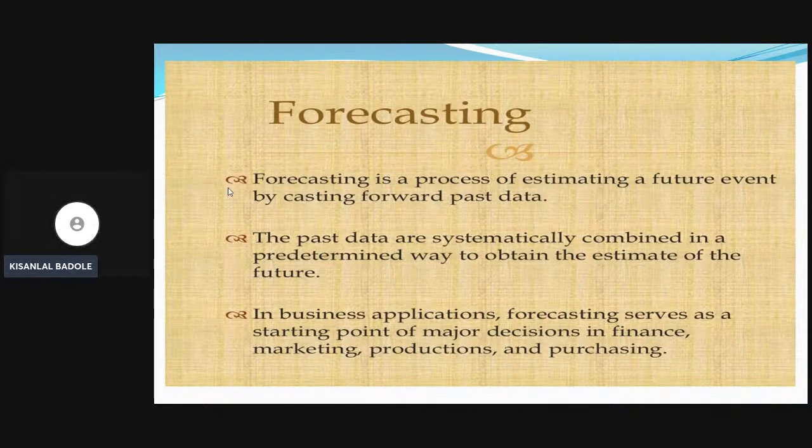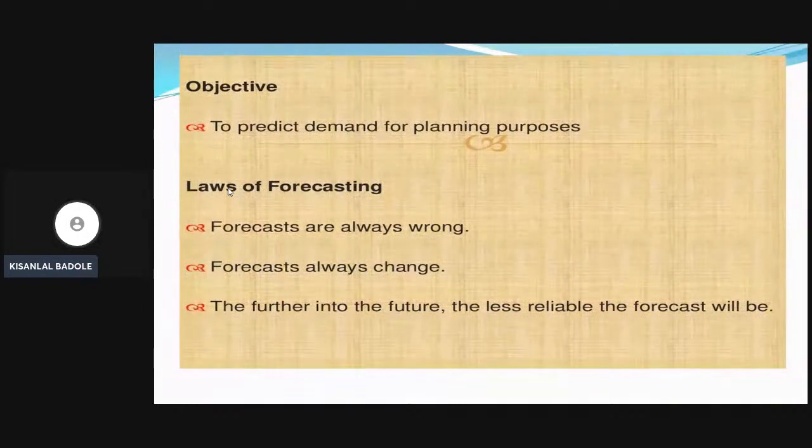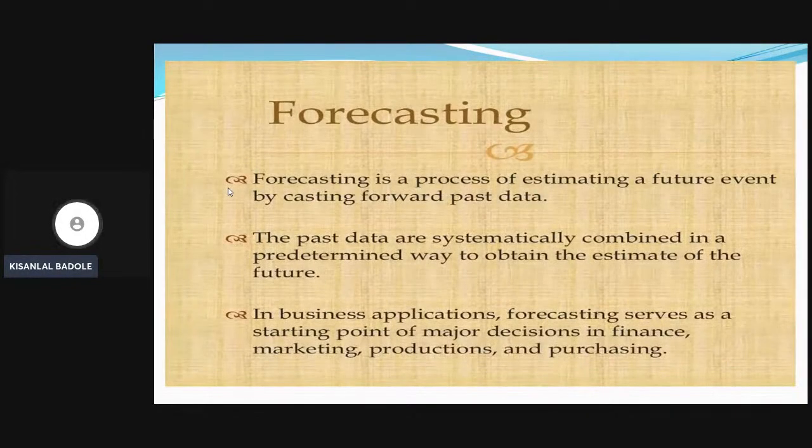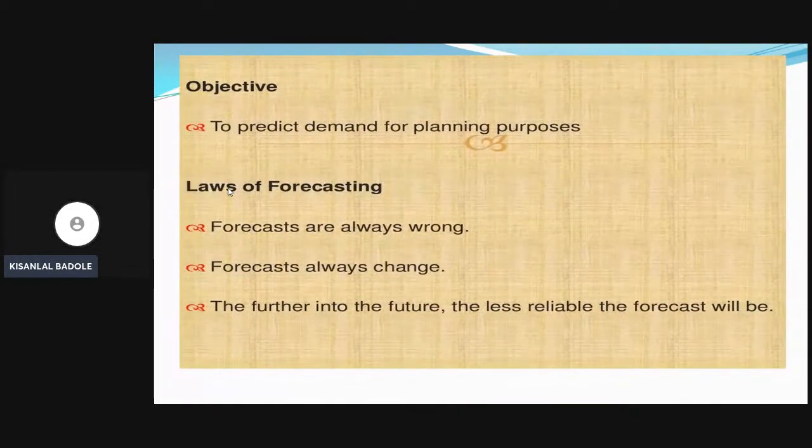forecasting is important. In business applications, forecasting serves as the starting point of decisions in finance as well as marketing, production, and purchasing. This is the main objective of forecasting. What is the objective? To predict demand for planning purposes. The main objective of forecasting is to predict demand for planning purposes.